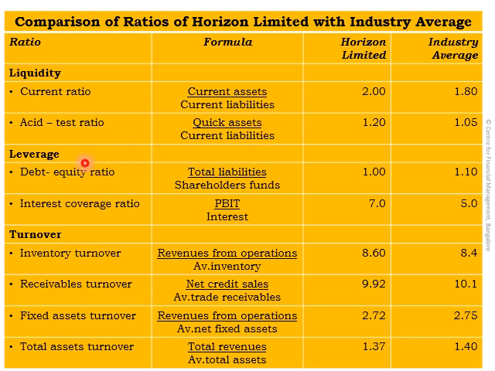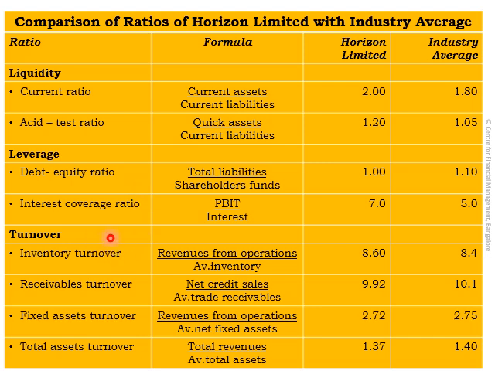Leverage reflects the dependence on debt. The two most important leverage ratios are debt equity ratio and interest coverage ratio. Debt equity ratio is defined as total liabilities divided by shareholders' funds or net worth. Interest coverage ratio is defined as profit before interest and tax divided by interest. Debt equity ratio is a structural ratio. Interest coverage ratio is a coverage ratio.